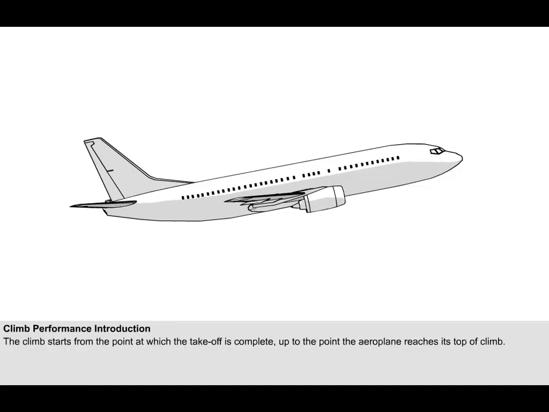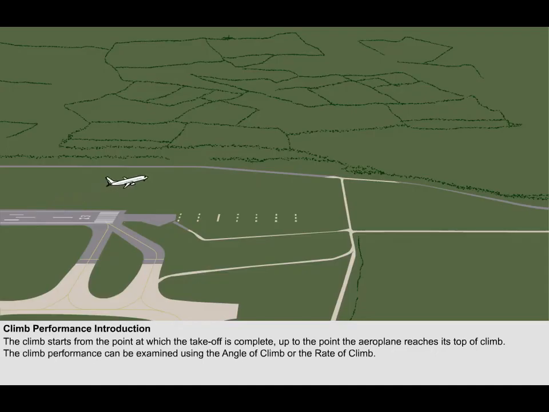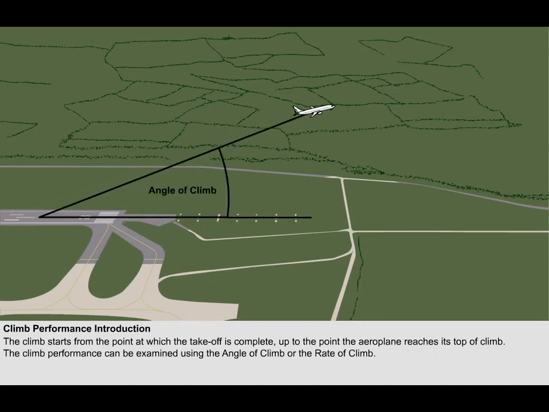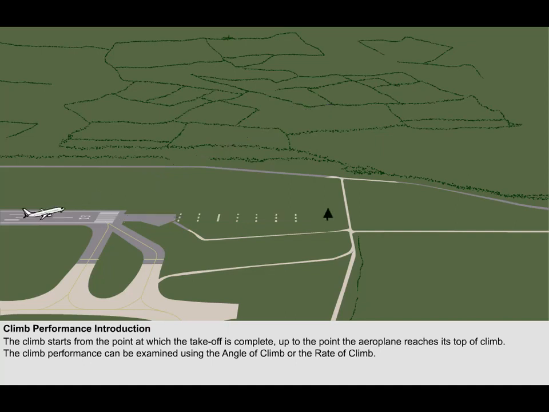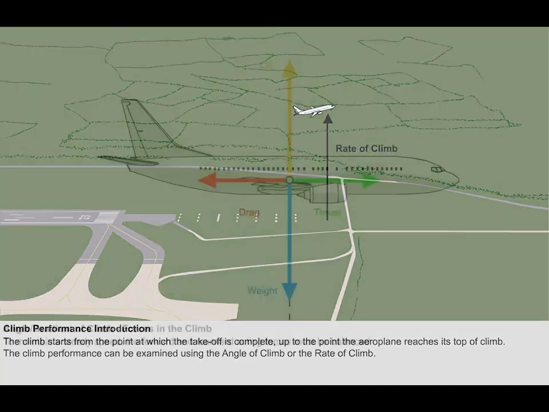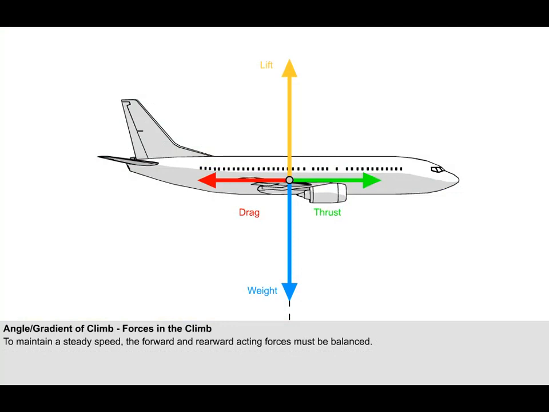The climb section of aircraft performance deals with the analysis of that stage of flight from takeoff to the en route altitude or cruising altitude. There are primarily two ways in which we can examine the performance of an aircraft in the climb. Firstly, by considering the angle or gradient at which the aircraft climbs, and secondly, by looking at the rate at which it climbs. We shall examine angle or gradient of climb first.